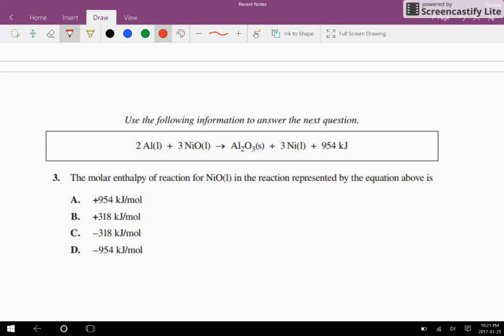So first of all, we have this question, and we are asked to determine the molar enthalpy of the reaction for nickel(II) oxide. So let's take a look here. First, we see that this is an exothermic reaction, and we know that because the energy is written on the product side. And we also see that the nickel(II) oxide here is shown with 3 moles. This means that the enthalpy that's released in this reaction is for the 3 moles.